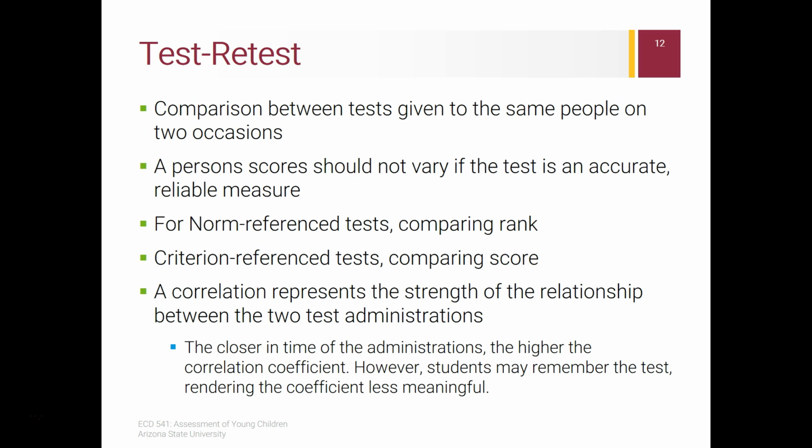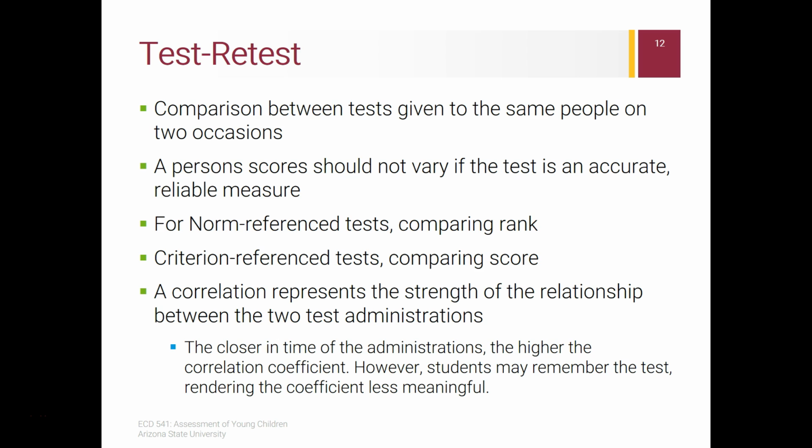The first way to measure reliability is through the mechanism of test-retest. The same test is given to the same people on 2 occasions. The scores are correlated, and if the reliability coefficient is positive and high, the test is reliable. For norm reference tests, comparison is made between the rank of the person at the time of the first test and the rank of the person at the time of the second test.